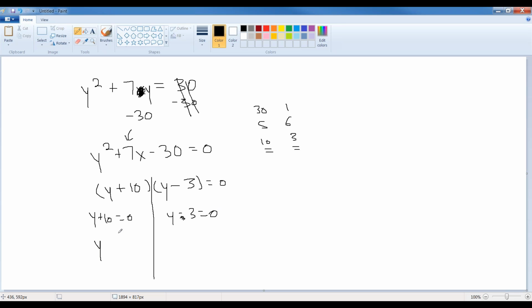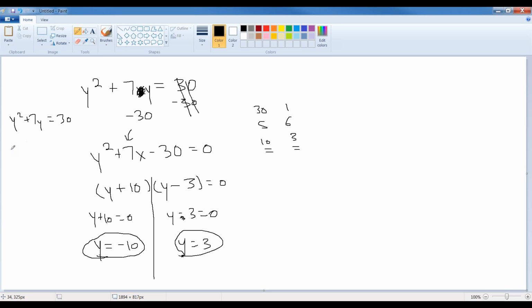So in this case, subtract 10 from each side, and you have y equals negative 10. And on this side, add 3 to each side, and you've got y equals 3. And both of these are the correct answer. If we plug them back into the original, they'll both work. What was the original? The original was y squared plus 7y equals 30.